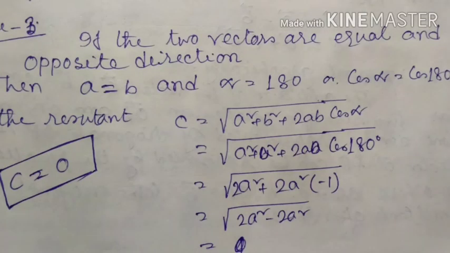Now case 3. If the two vectors are equal and opposite in direction, that is a is equal to b and alpha is equal to 180 degree. So cos alpha is equal to cos 180 degree, that is equal to minus 1. So we can find the resultant C is equal to 0.